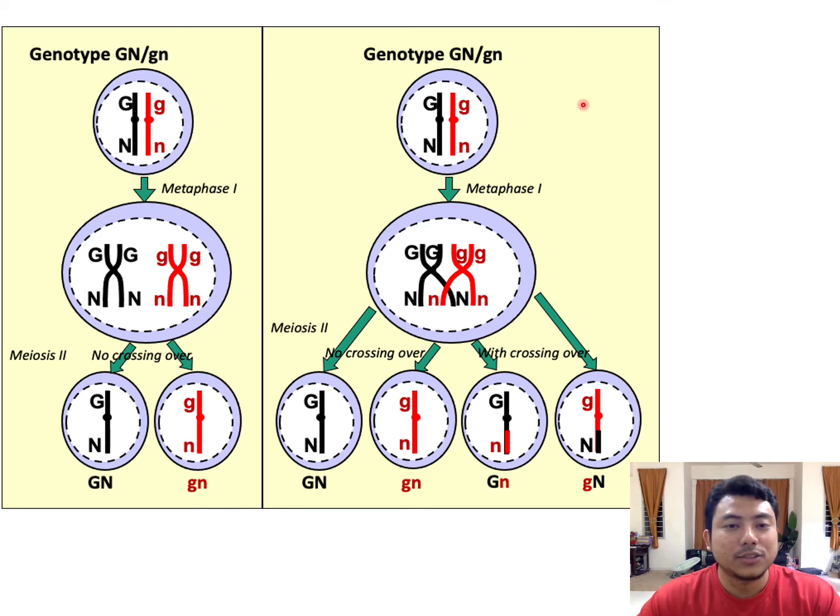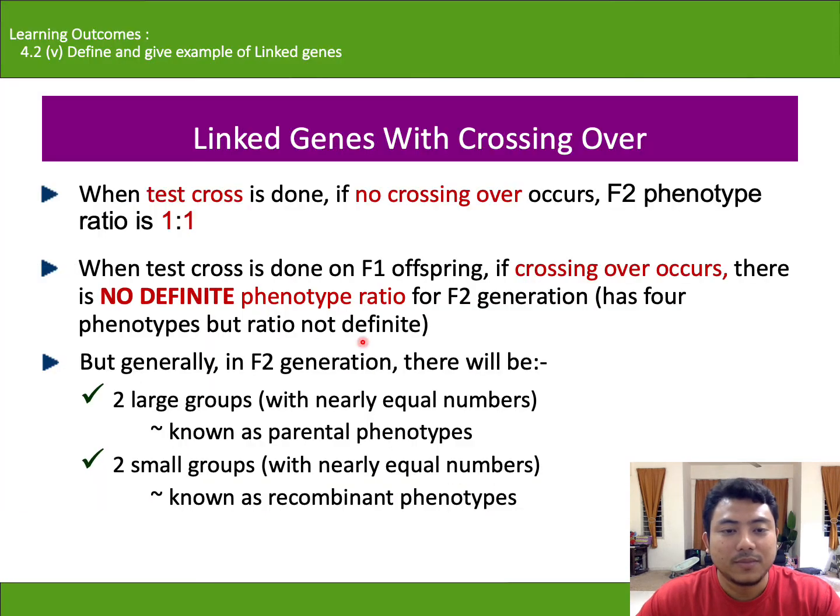So this slide is showing you two scenarios for this linked gene, with no crossing over and with crossing over. If no crossing over event takes place, you will end up with this type of gamete, capital G, capital N, small g, small n. But if there is a crossing over, you will end up with this new combination. Linked gene with crossing over.